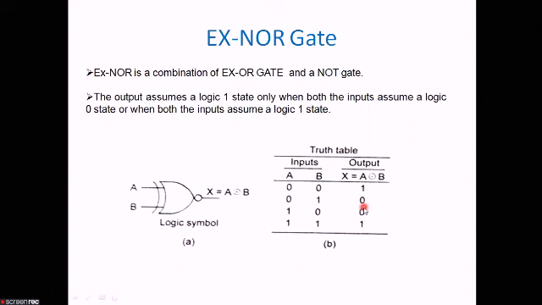Now this gate is also known as a coincidence gate and this gate can also be used as an equality detector. We will be seeing these things in the applications of an XNOR gate.